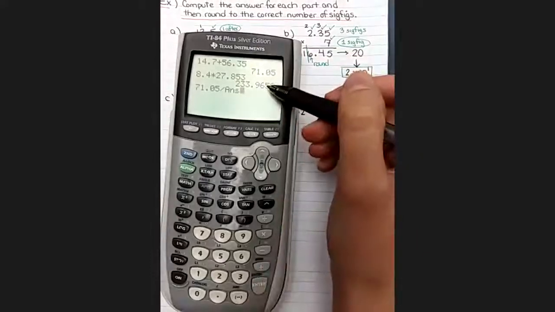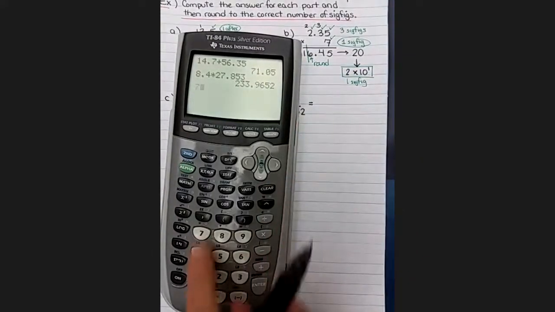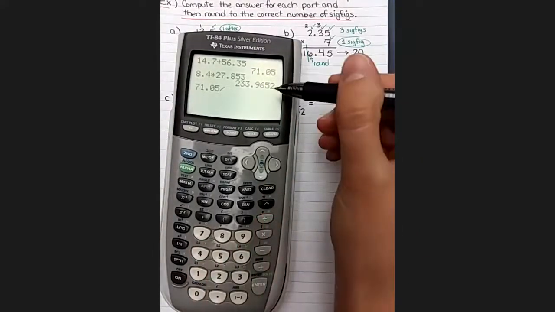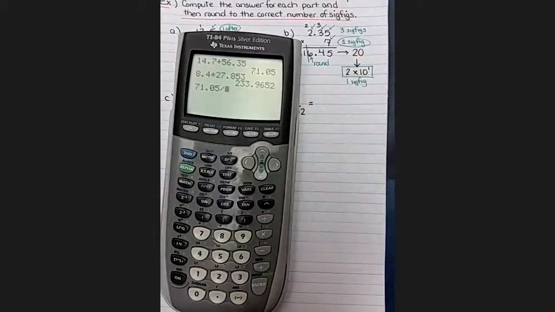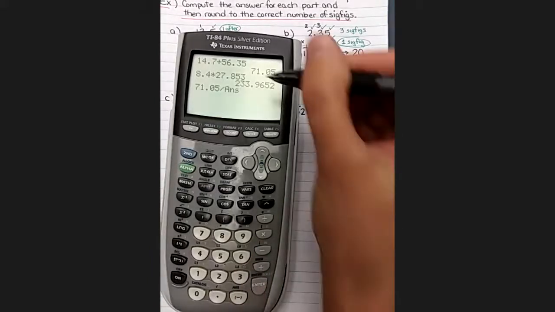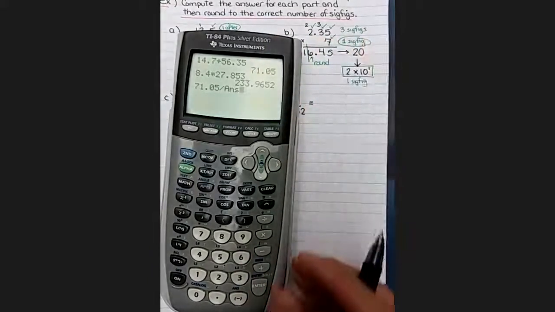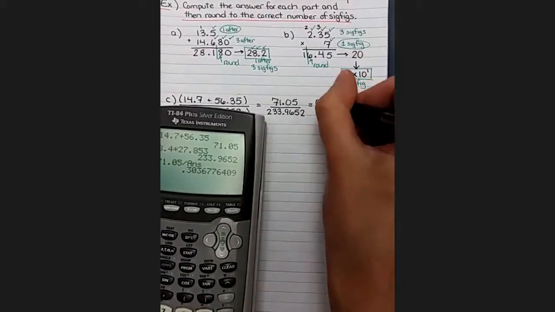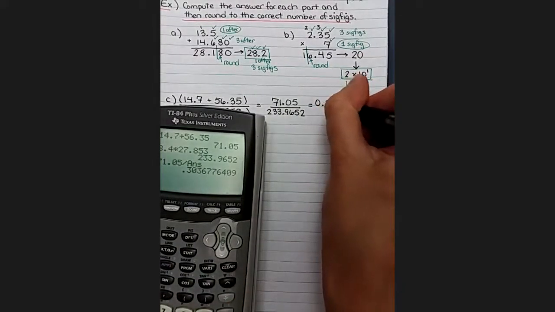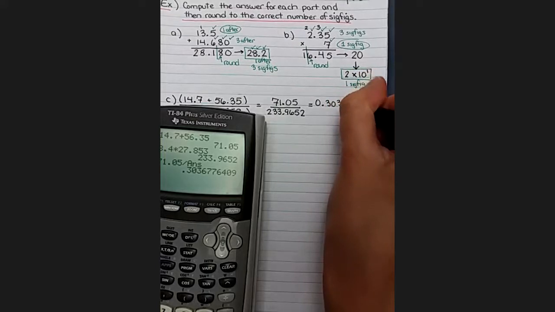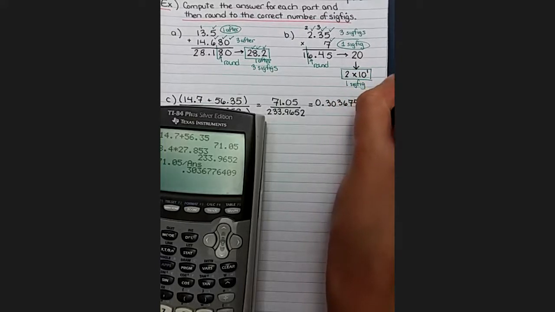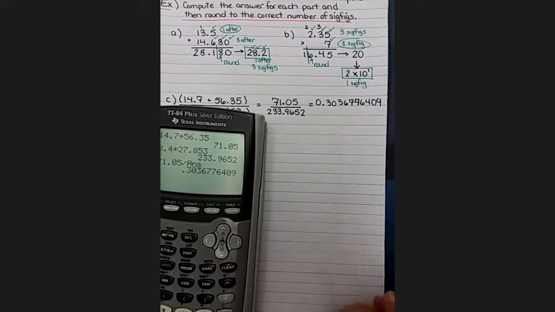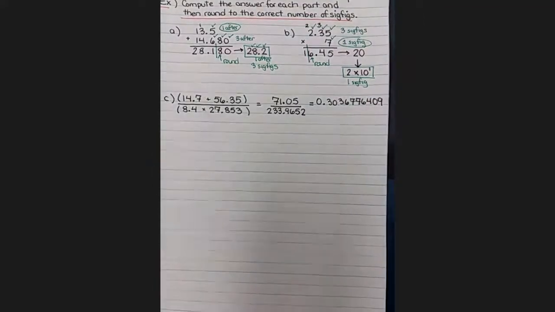I didn't want to type in this number all over again. So instead of typing in this really long number, I used the answer, which is here above the negative sign. Second answer uses the previous answer, so you don't have to type it in. That gave me 0.3036776409. And it probably continues, but the graphing calculator will only give you 10 digits.